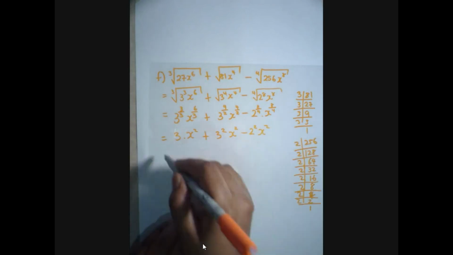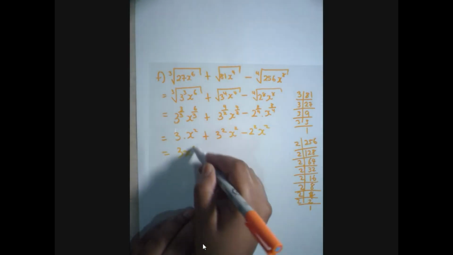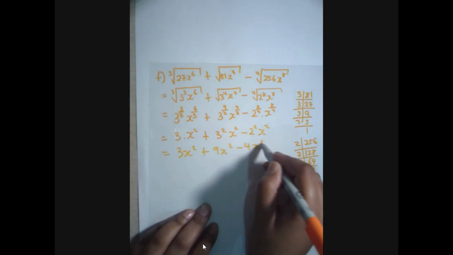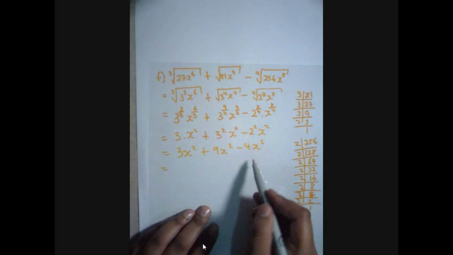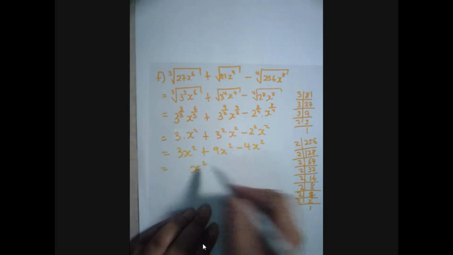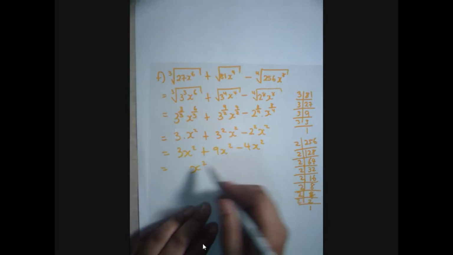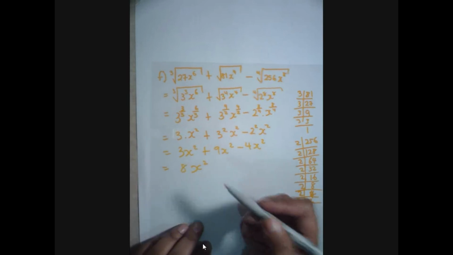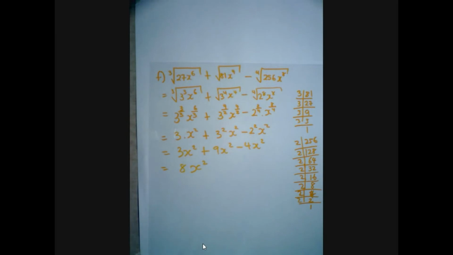So here I'm going to get 3x squared plus 9x squared minus 4x squared, and then when I see like terms, x to the power of 2, 3 plus 9 minus 4 is 8x to the power of 2, and that's my final answer. They love to ask this type of question. I see it in many of the question papers.